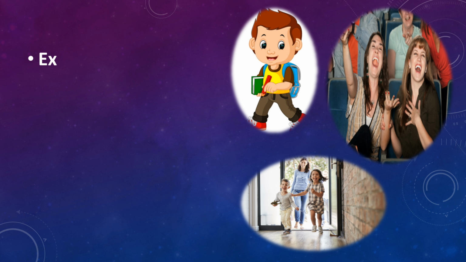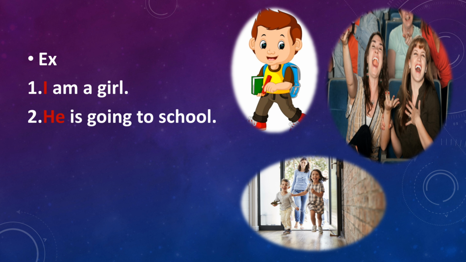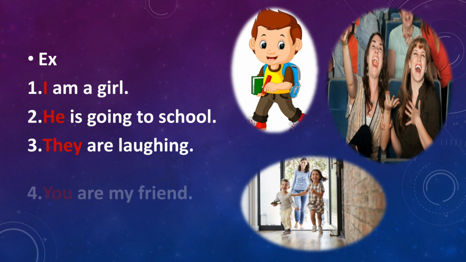For example, I am a girl. Here, I is a singular pronoun used for my name. He is going to school. He is also a singular pronoun. They are laughing. It means more than one person is laughing. That's why we are using the plural pronoun.